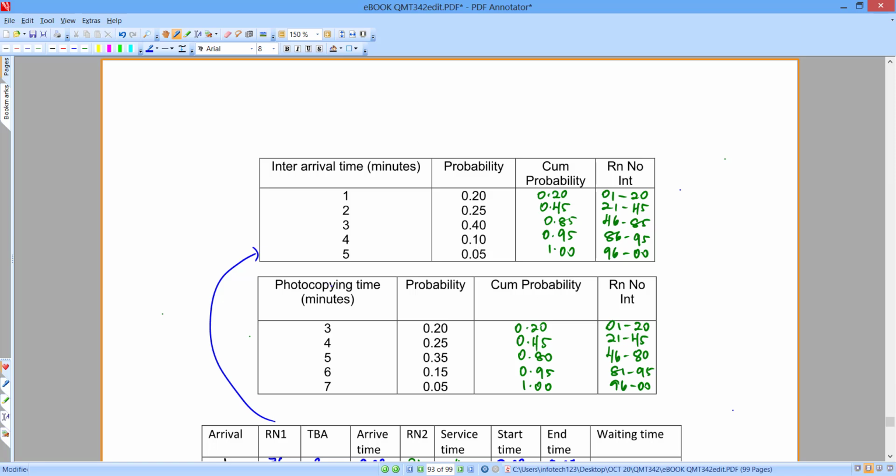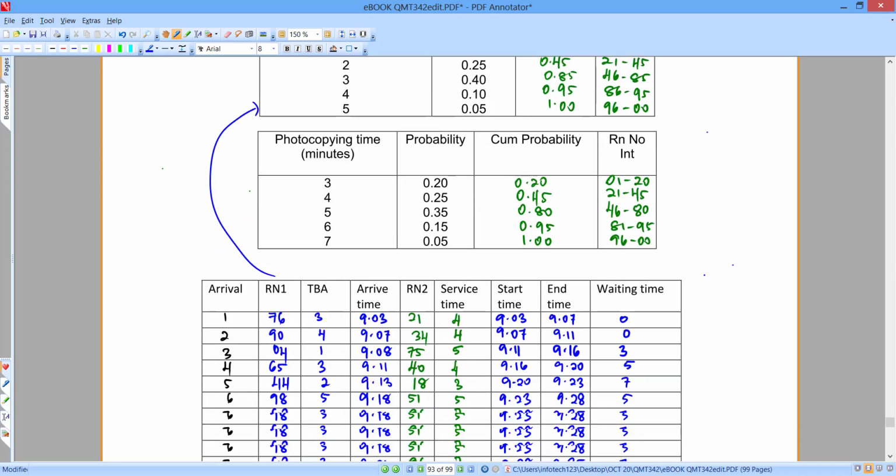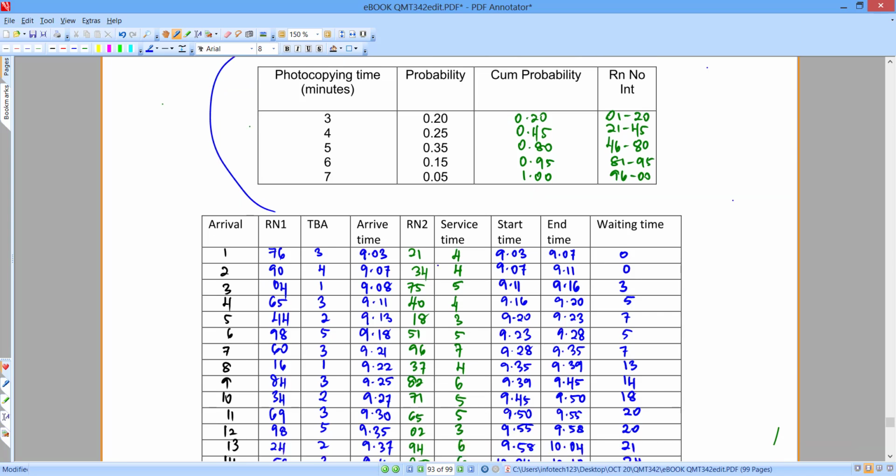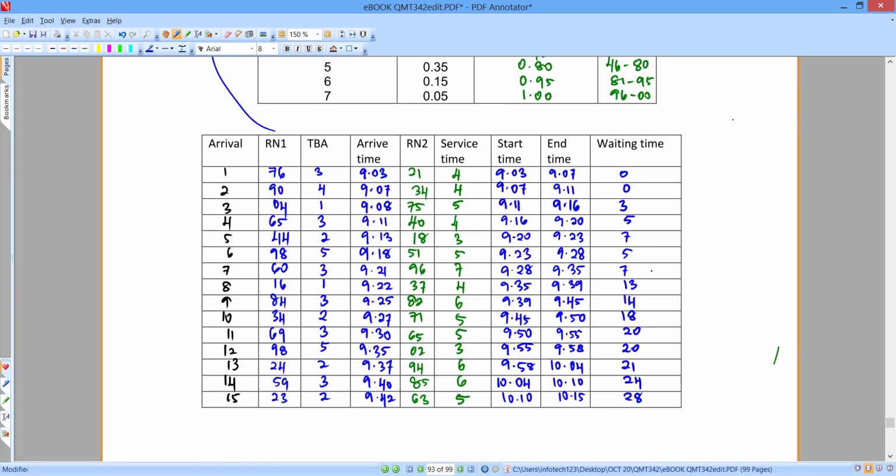And then for photocopying time also, you need to construct the random number interval. Since this is an example, you are given this table to fill in the values. I have written the answer for you, but in a real problem or question, you won't have this table. You need to construct it by yourself. So we start with arrival. I explain the scenario here.